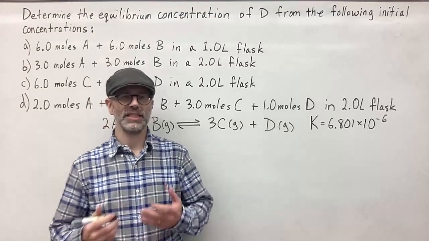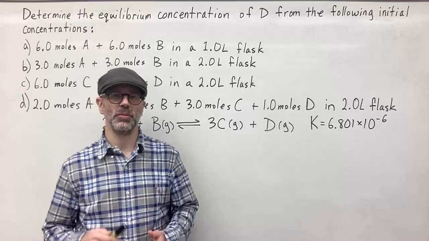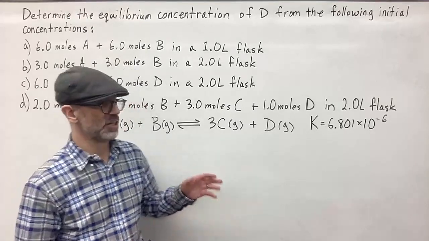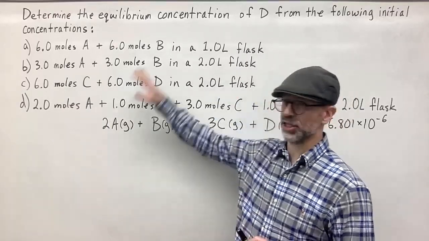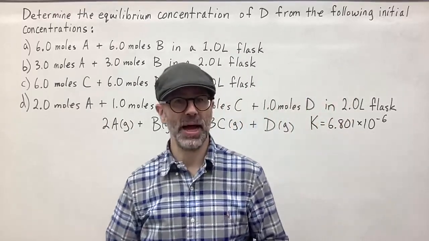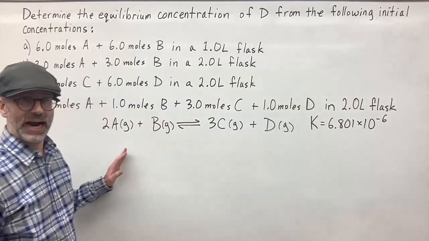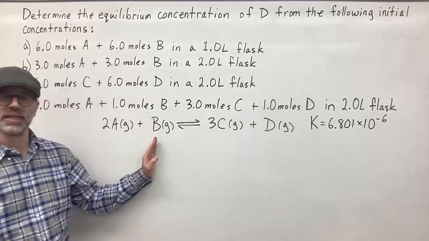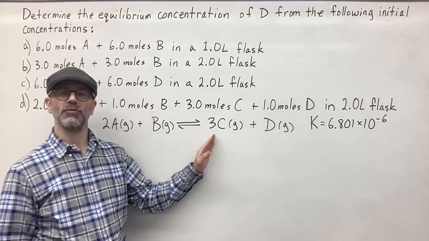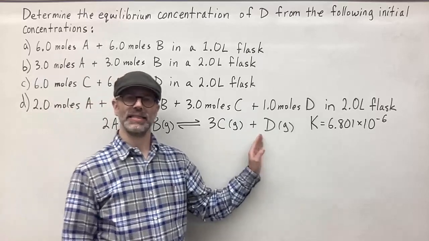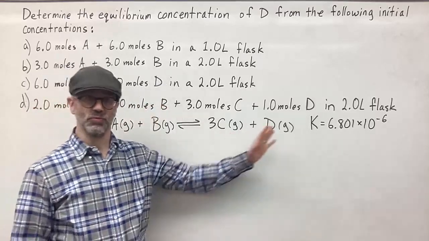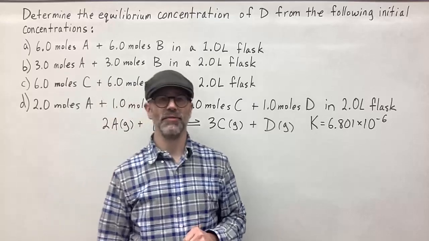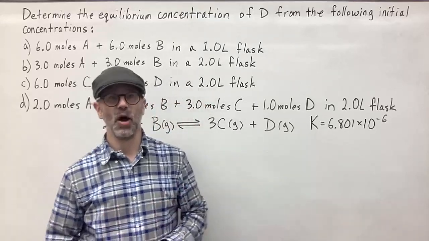Okay, so in this problem, we're told to determine the equilibrium concentration of D from the following initial concentrations. They give us four sets of different initial concentrations, and we have the balanced equation for this reaction that involves A, B, C, and D. So 2A gas reacts with B gas in equilibrium with forming 3C gas and D gas. And so we're going to use our conditions, we're going to use our equilibrium constant, and we're going to find out D in all these cases.